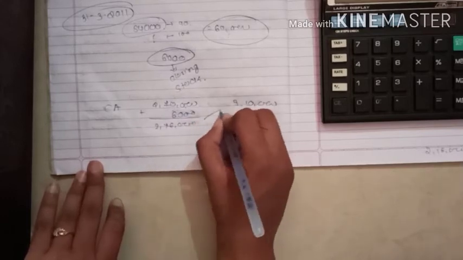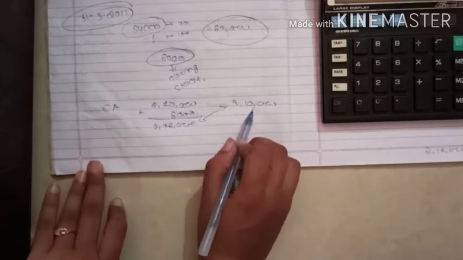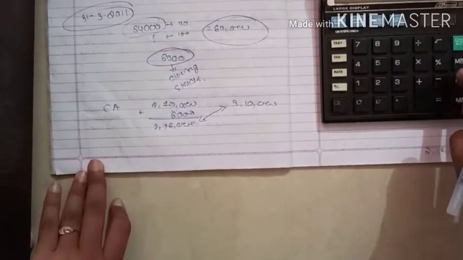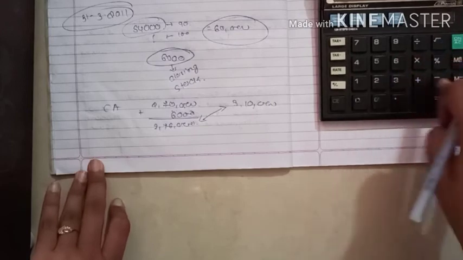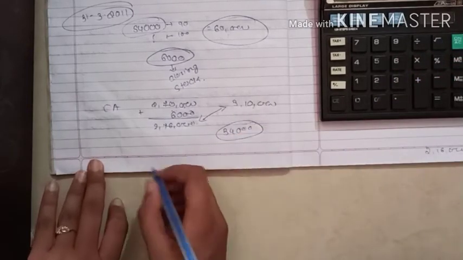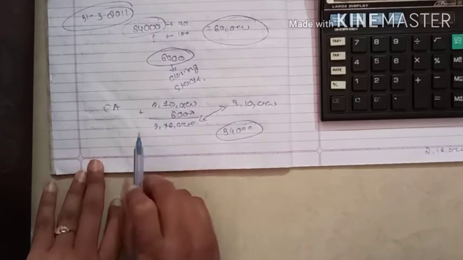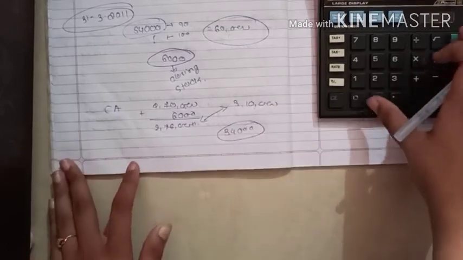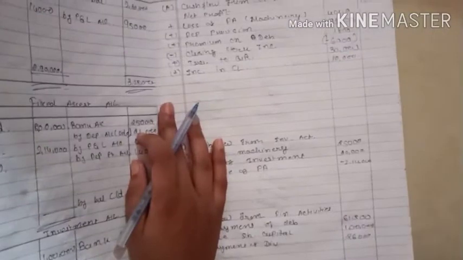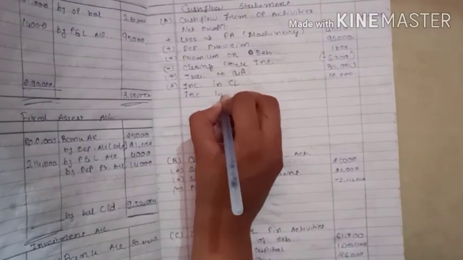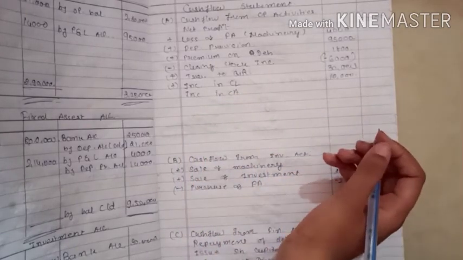Right? Now we will find the difference. 3,10,000 minus 2,76,000. The difference is 34,000. So increase in current asset, decrease in cash flow. So we will affect minus 34,000 in current asset. Minus 34,000.